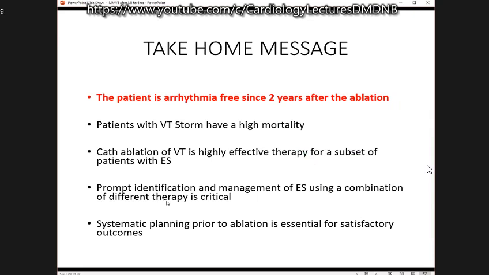So this patient was arrhythmia-free for 2 years after the ablation. VT storm has a high mortality, but catheter ablation in a selective subset of patients is an effective therapy. And before taking the patient for ablation, systematic planning is essential. So I'll stop there. Thank you so much.